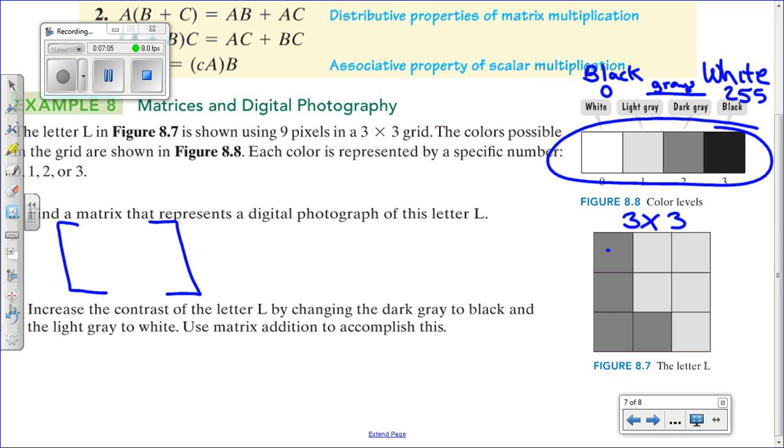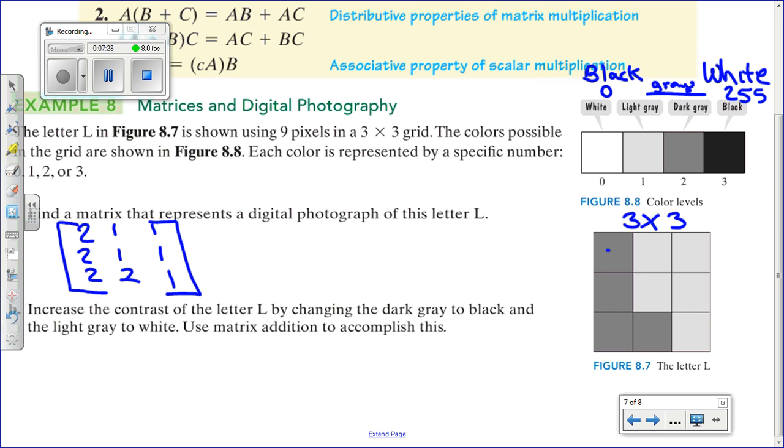And so the first column is going to have the number, what digit, to represent dark gray? 2. So 2, 2, 2. And then we have another 2 here, right? Because it looks like an L shape. And the rest of the entries are going to be light gray, which is represented with the number 1. 1, 1, 1. Okay? And so that is what I mean by each pixel is a number. We'll come back to this one to answer part B, but not yet.